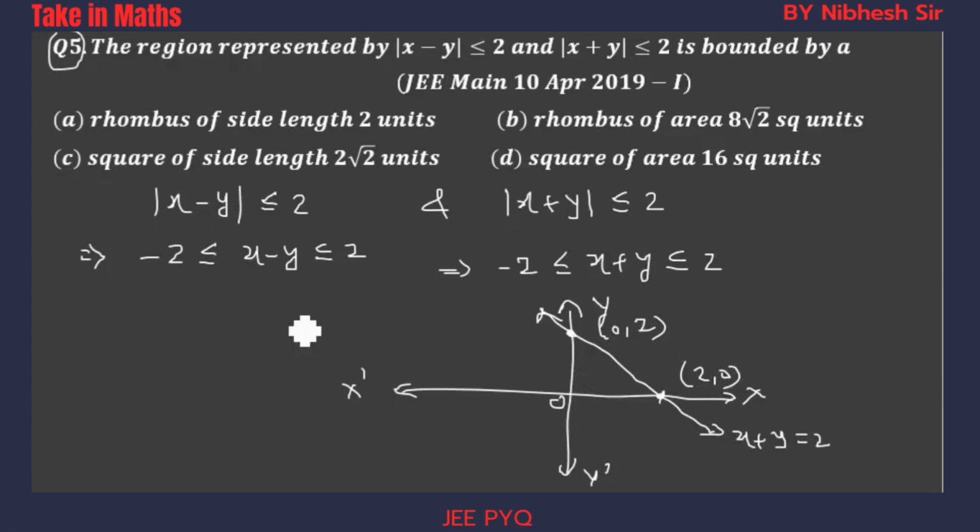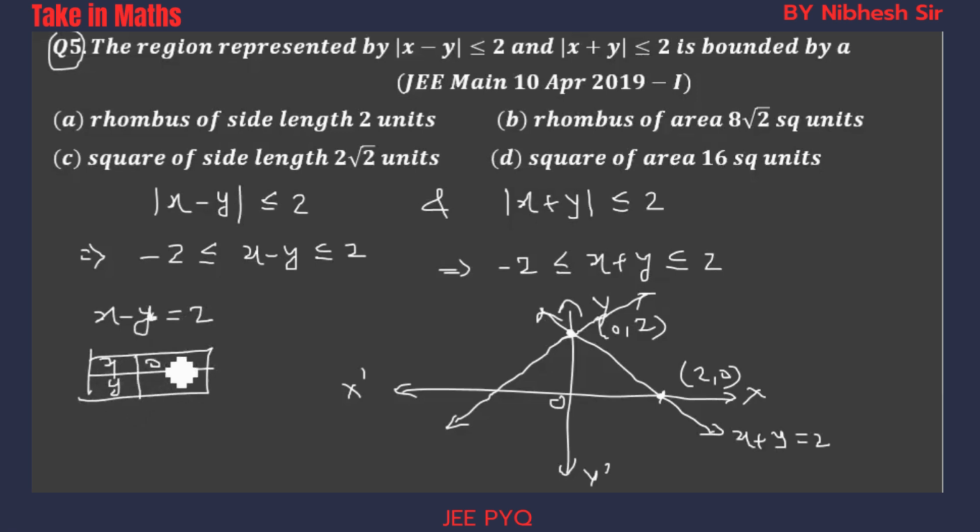Next one is x minus y. So this way you will get the other line. If you draw this line, x minus y equal to 2, so when x is 0, y is minus 2, and when y is 0, x is 2. So this will be the line. This point is 0 comma minus 2.